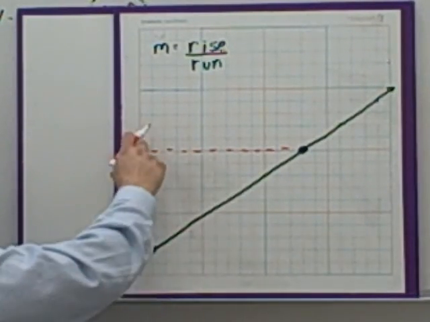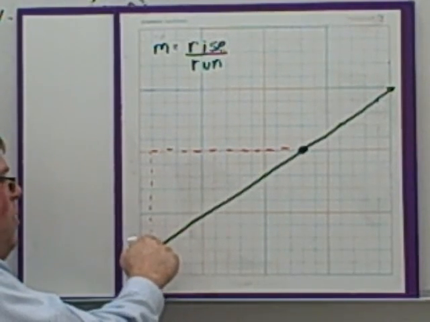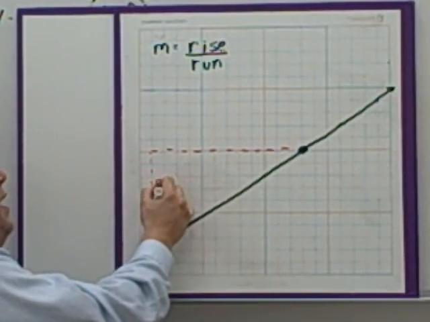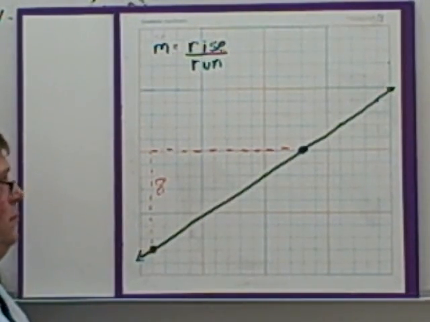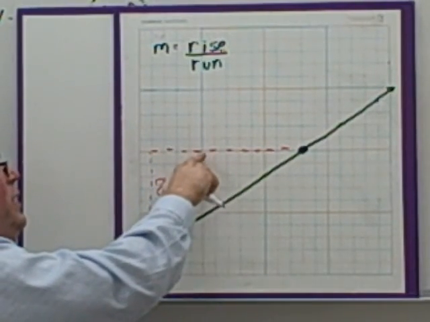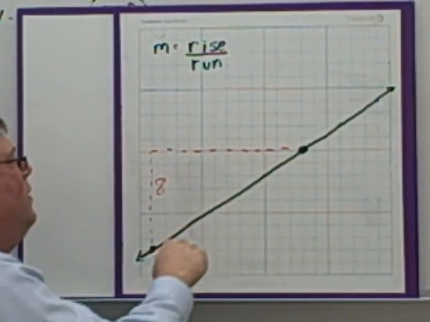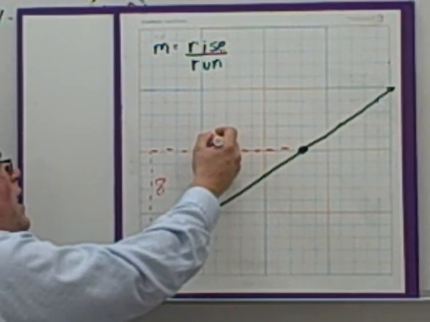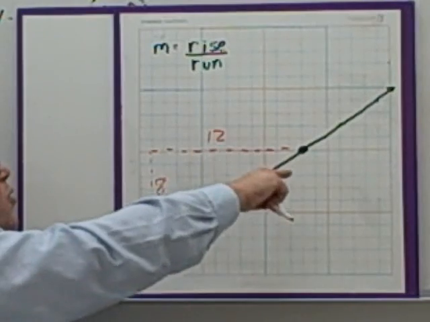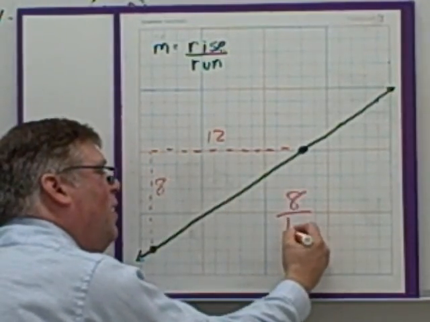How far do I go up to get to the same level as that point from the first point? Well, I count that up: 1, 2, 3, 4, 5, 6, 7, 8. I went up 8. From there to get over to there, I go over 1, 2, 3, 4, 5, 6, 7, 8, 9, 10, 11, 12. So that's 12 over. Up 8, over 12. Rise of 8, run of 12.